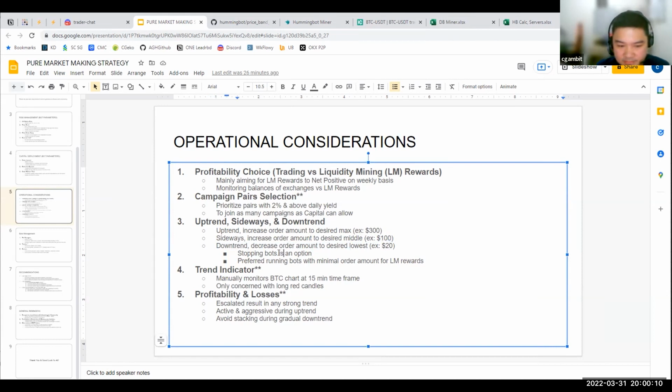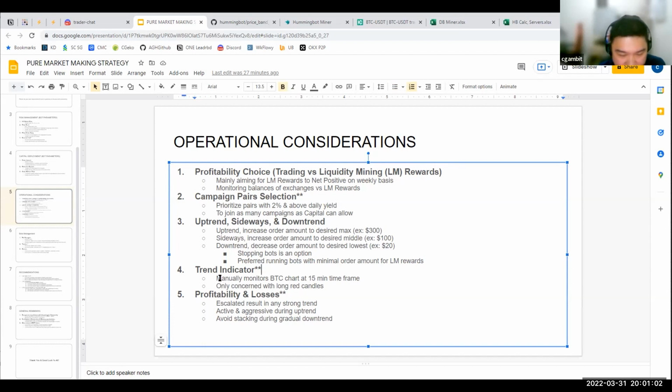There's also an option to stop the bot, but we realize that stopping the bot is like stopping everything, and you cannot gain any rewards. So we still prefer to run bots with a minimal order, say $20. We noticed that most users will stop their bots, so even if we just put in $20, we can gain more because some users already stopped, and we can recover faster. Another thing for us is the trend indicator.